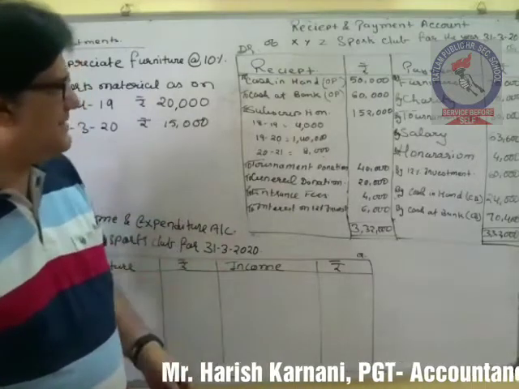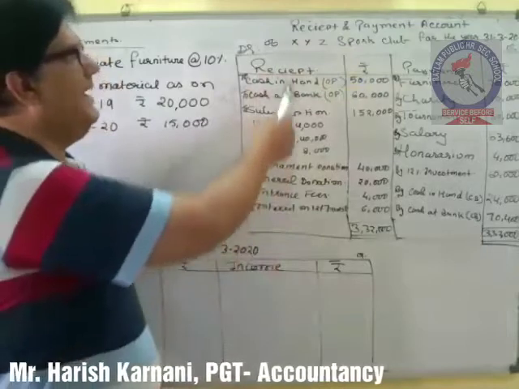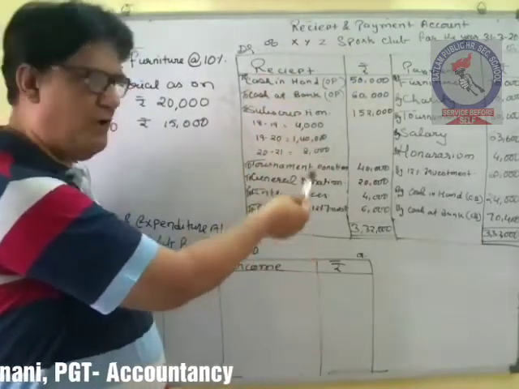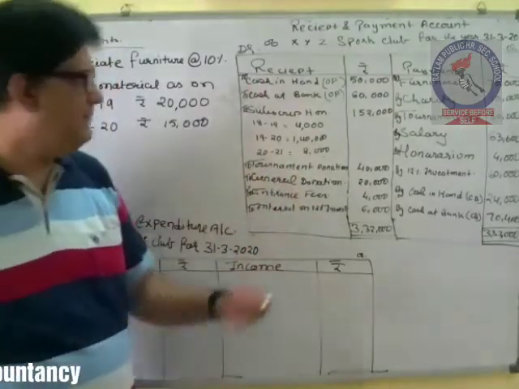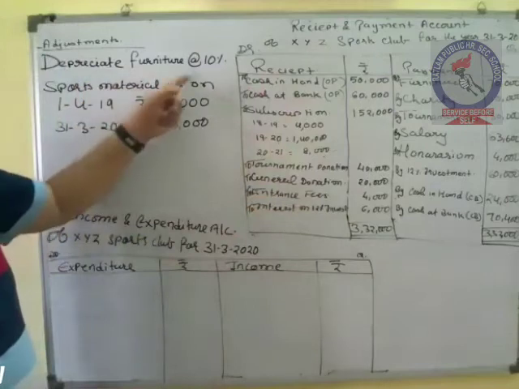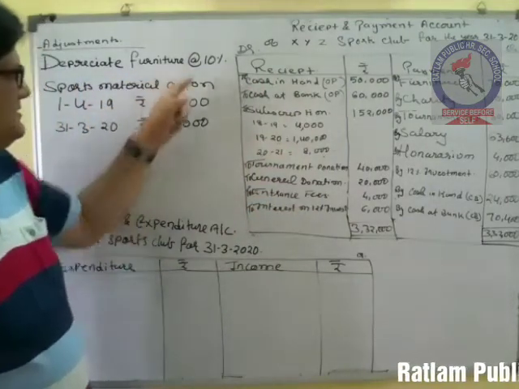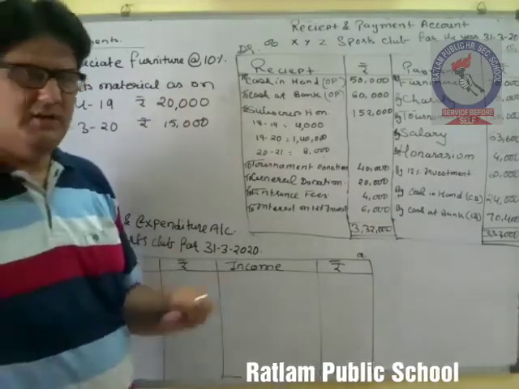So what you can see is the receipt and payment account of XYZ Sports Club, which we have already prepared from the summary of the cash flow. Now I have recorded a few adjustment transactions with this to show you the effect of these transactions while preparing the income and expenditure account.